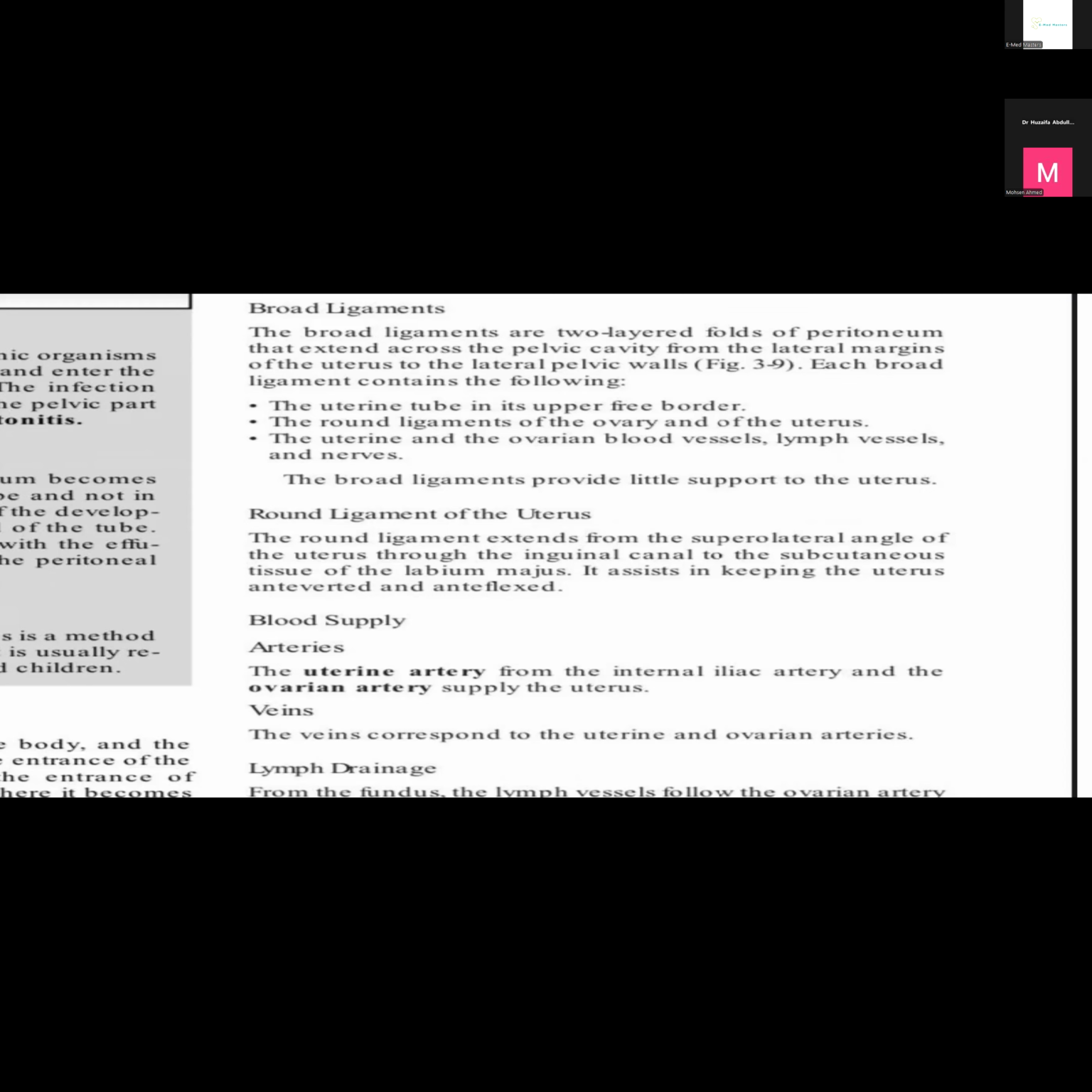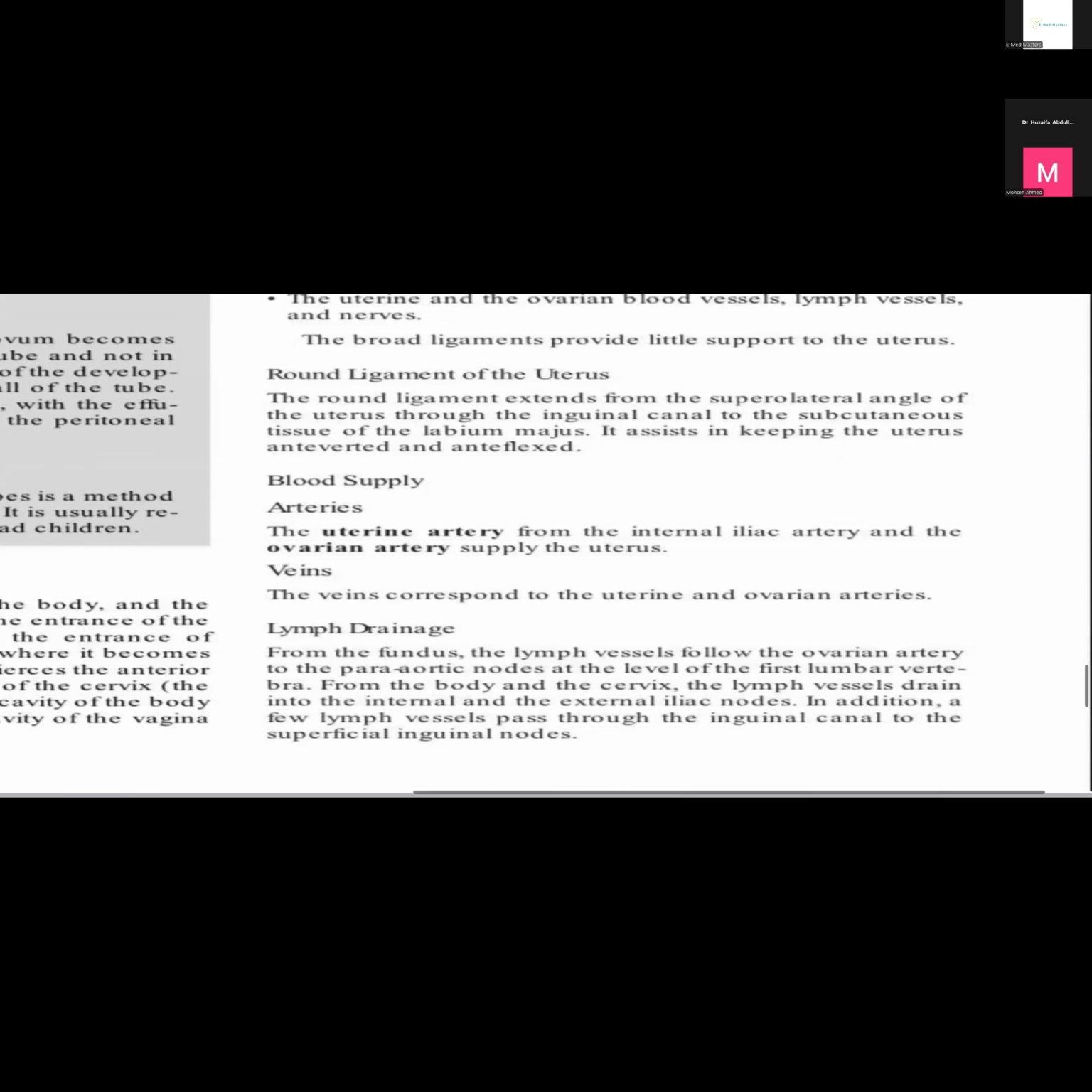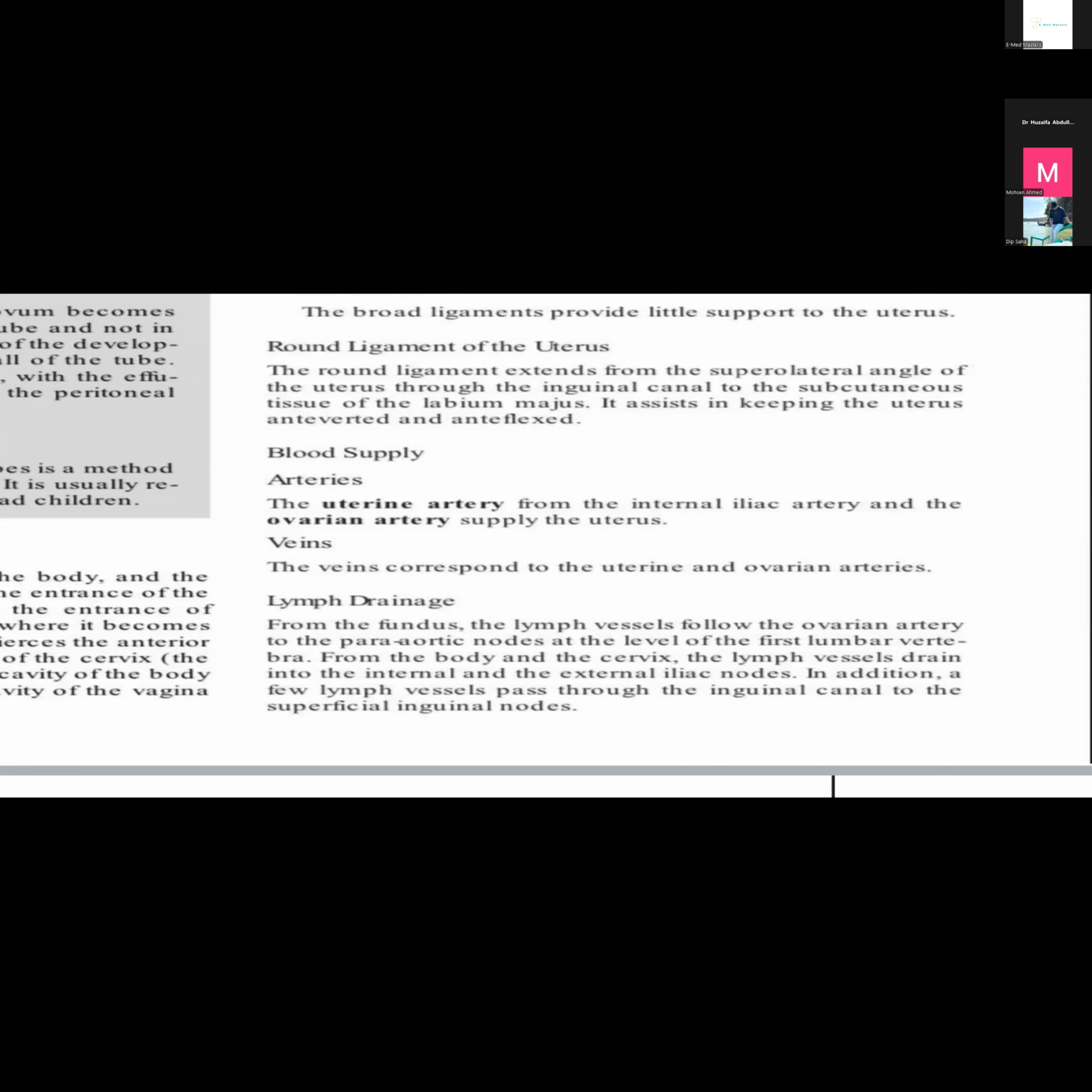What is round ligament of the uterus? As I told you earlier, round ligament of the uterus is the remnant of the lower part of the gubernaculum, and it extends from the superolateral angle of the uterus, passes through the inguinal canal to the subcutaneous tissue of the labia majus. It assists in keeping the uterus anteverted and anteflexed.